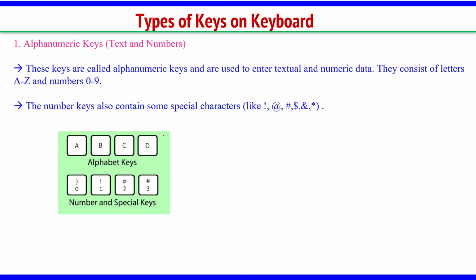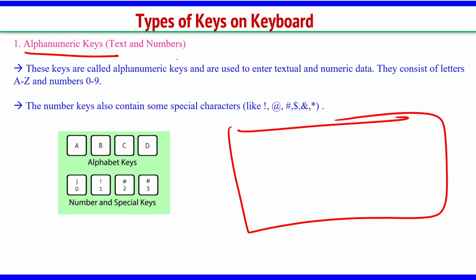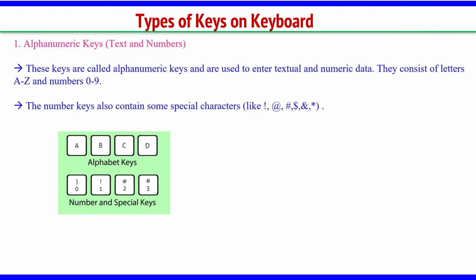Now let's talk about types of keys on the keyboard. The first category of keys are alphanumeric keys, that is text and numbers. The keyboard contains alphanumeric keys, meaning alphabets as well as numbers. These keys are called alphanumeric keys and are used to enter textual and numeric data. They consist of letters A to Z and numbers 0 to 9, along with some special characters like exclamation mark, @, hash, dollar and star. So these are alphanumeric keys.